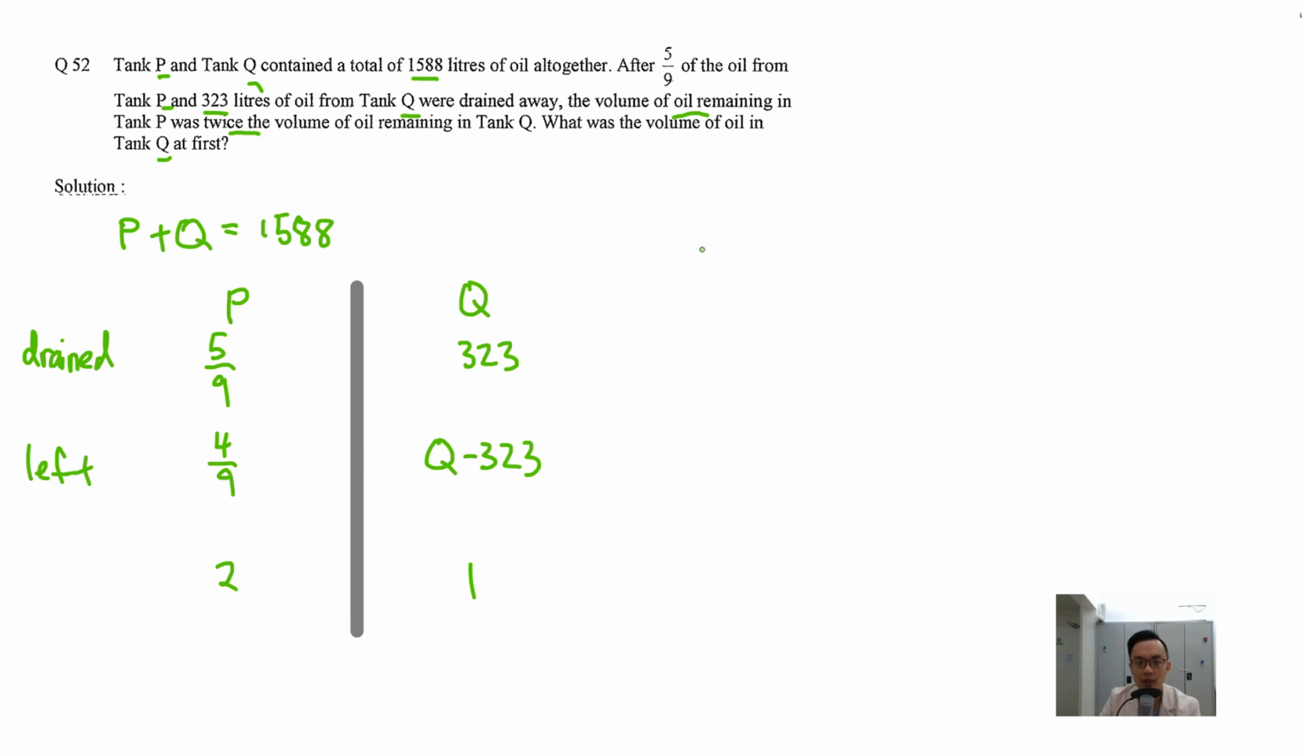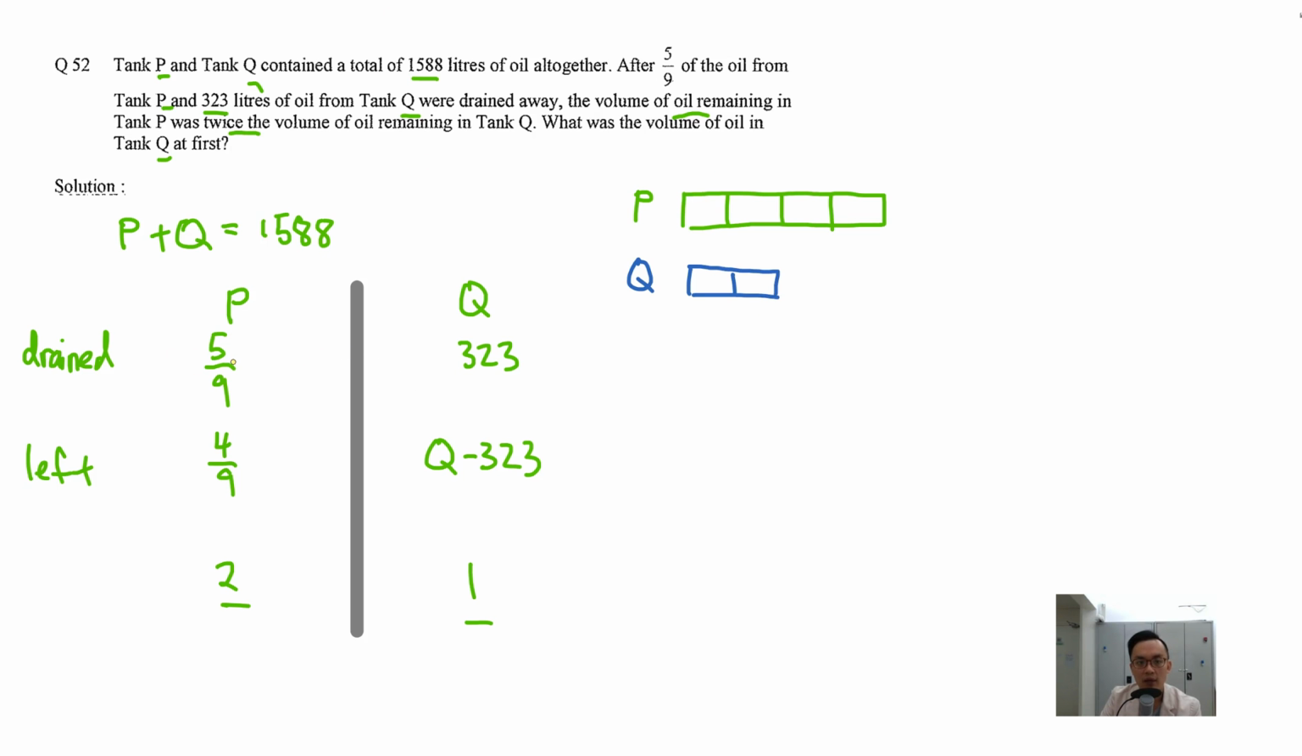So let's draw some models to figure it out. So first of all, I'm left with 4/9. So I'm left with 4 units. So I'm going to put 4 units over here. And I know that P is twice of Q. What is left of Q? So if this 4 units is P, then I know that my Q is actually only 2 units. All right. So if you don't understand this part, please pause the video and ask me again so I can share with you how to work this out.